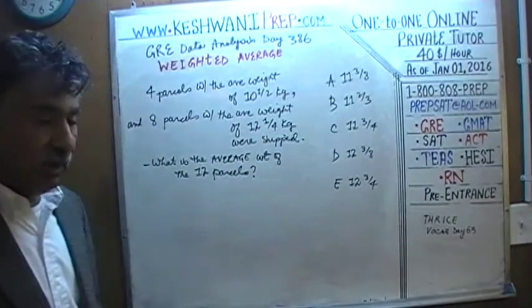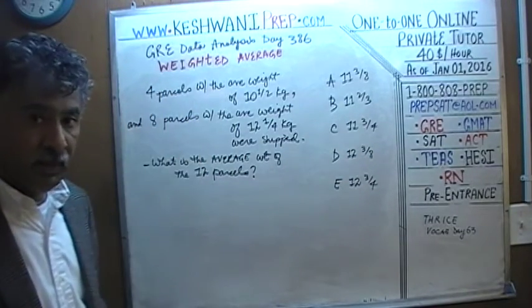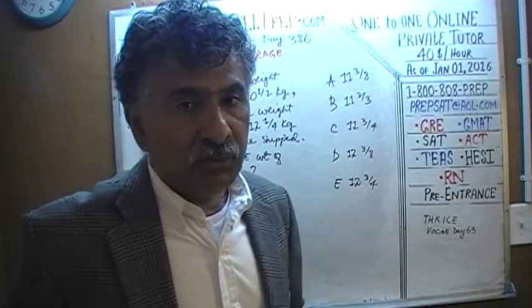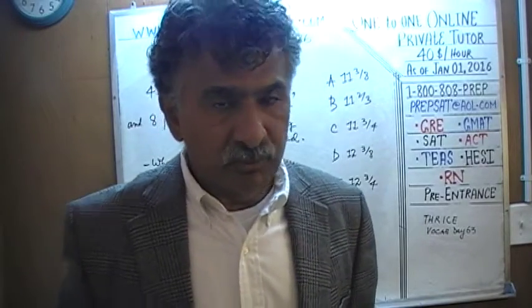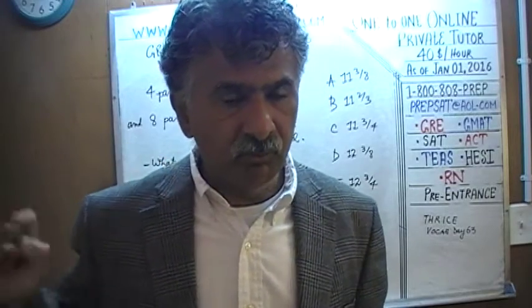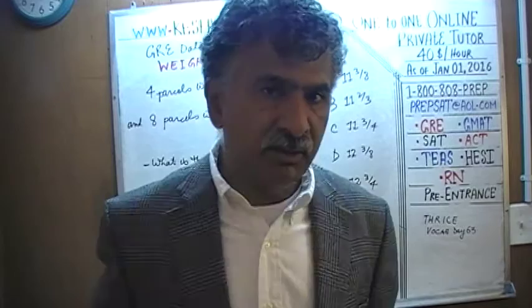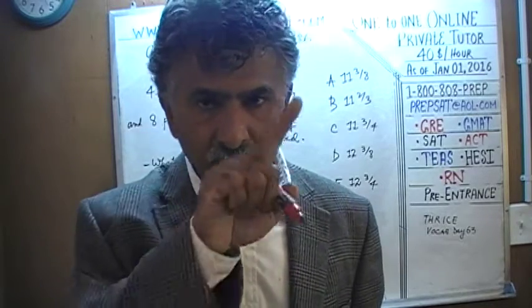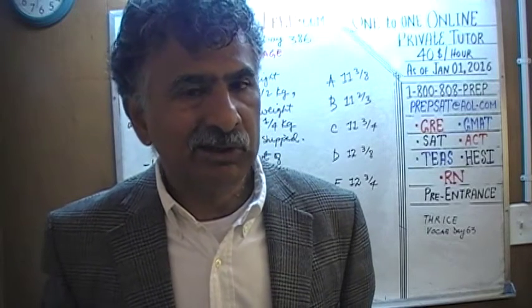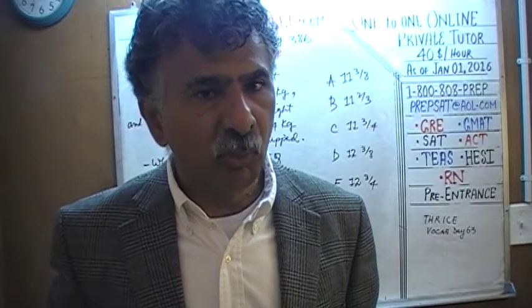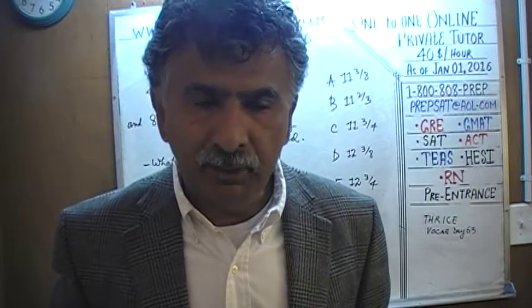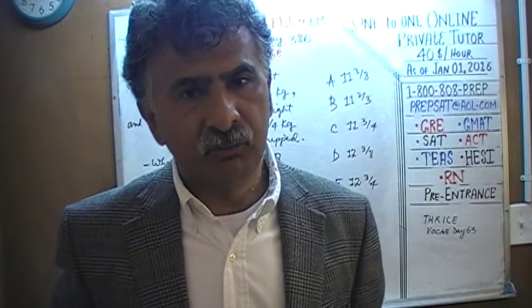As we talked about in the concept of weighted average yesterday and the day before that, if you have two or three or four or five groups, and you want to combine all of those groups, and we have the average of one group, the average of another group, and so forth, the overall average can never ever be lower than the lowest average of a given group, and the overall average can never ever be higher than the highest average of all the groups.